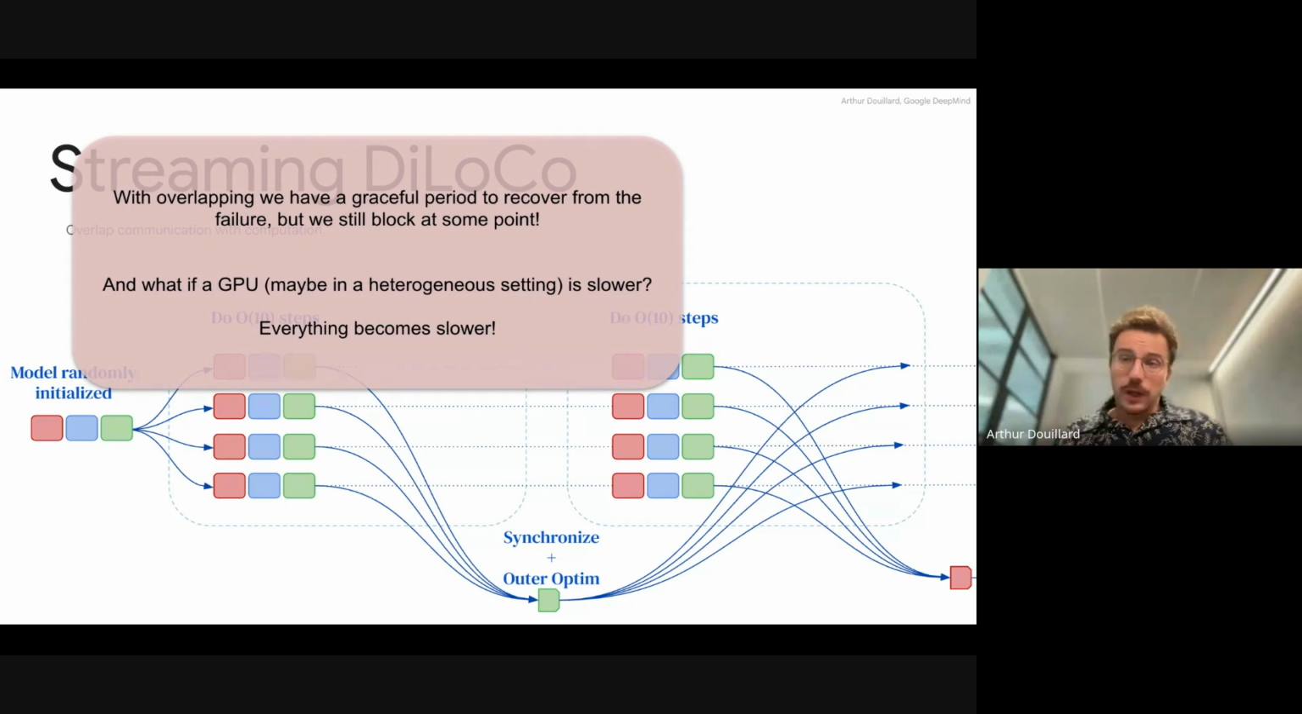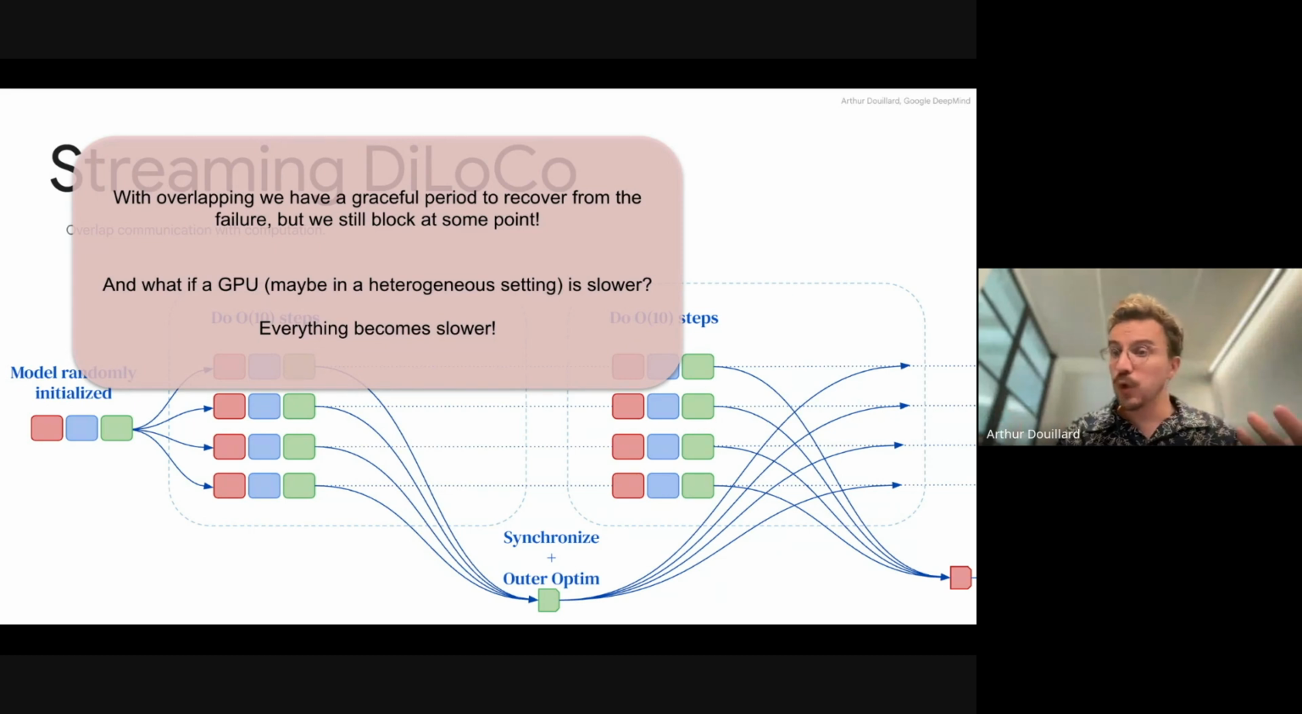In streaming DiLoCo, and I think in local training in general, local training is quite an attractive method because you can replicate your model across multiple locations, and each of them is going to be training independently. So if you have a failure, it's localized to that local training bubble, and you can avoid putting down the whole cluster.